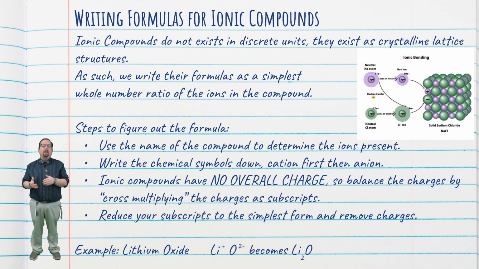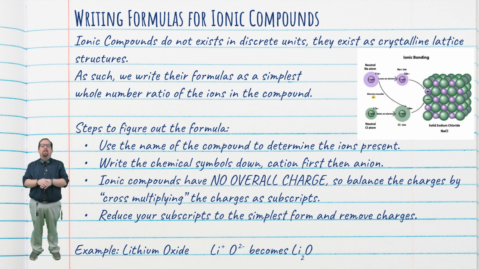If you're given the name and have to write the formula, we have to do a little bit of work. Since ionic compounds don't exist as discrete molecular units, but as large, highly ordered conglomerations of ions, which are called crystalline lattice structures, we just have to write the simplest whole number ratio of those ions in that structure. To do this, use the name to figure out which ions are present, write the ion symbols down with their charges. Don't forget, if it has a Roman numeral, the positive charge is just whatever the Roman numeral is.